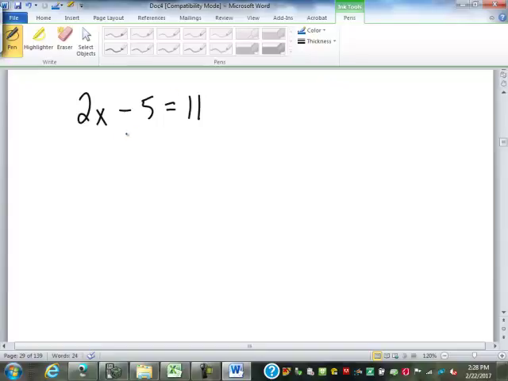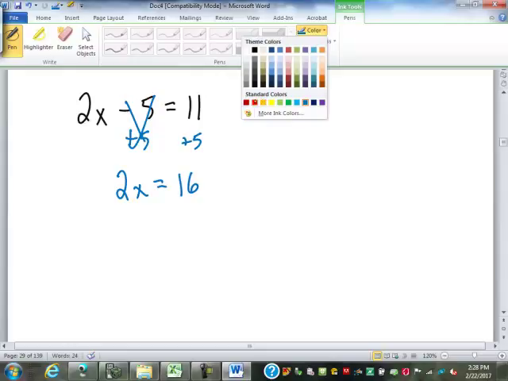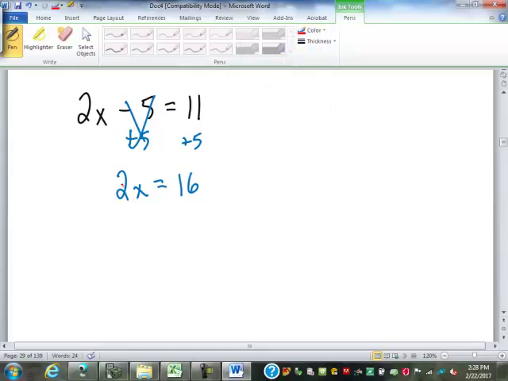So what's the first thing we have to do to solve this? Add 5. Great. So that's gone. 2x equals 16. Then what? Divide by 2. Perfect. So the 2 is gone. That's x. 16 divided by 2 is 8.